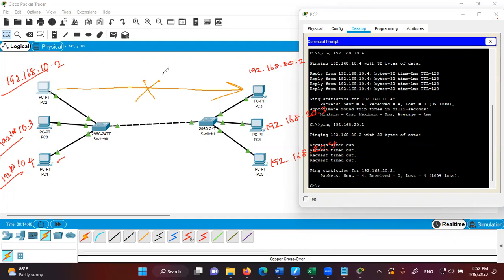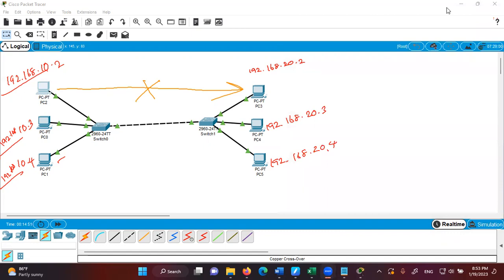What should be the reason, children? I explained earlier. The reason is here the network segment is 192.168.10.2, right? Here the network segment is 192.168.20. So the network part of the IP addresses are different. Here it is same, here it is same, and here 10.10. But when we consider these two switches, these are different.